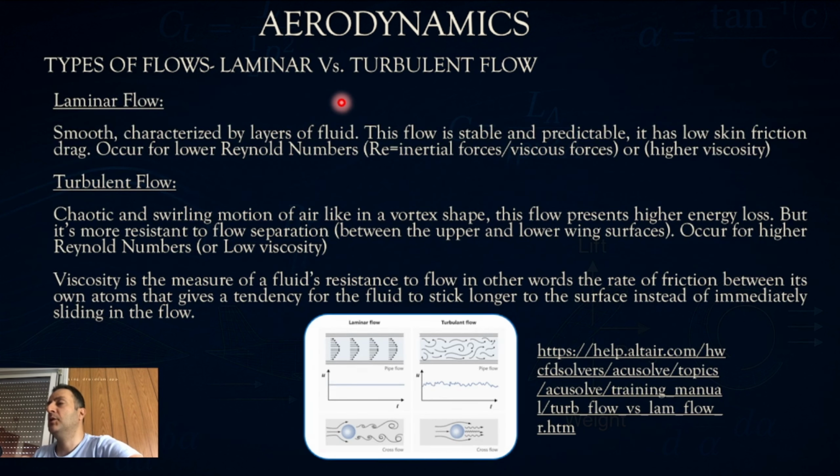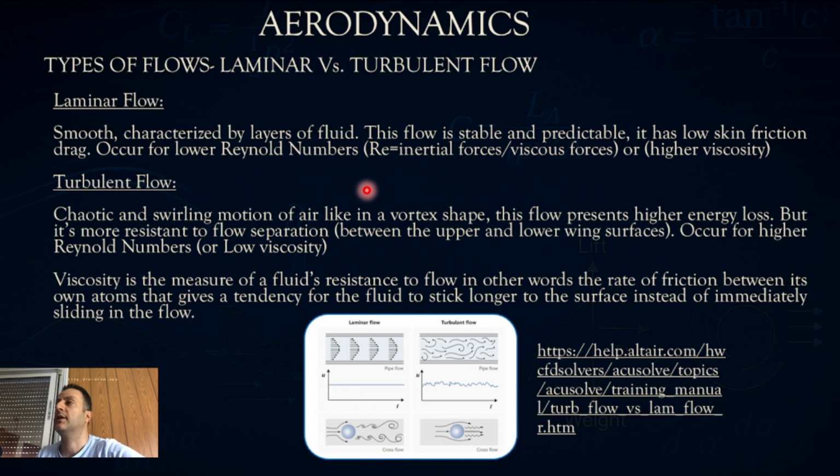Types of flows, laminar versus turbulent flow. So what is the difference between the two, and what is laminar flow and turbulent flow? Let's start with laminar. Laminar flow is smooth, characterized by layers of fluid. This is what we call a formation of streamlines around the wing. This flow is stable and predictable. It has low skin friction drag and occurs for lower Reynolds numbers. We're going to talk about that.